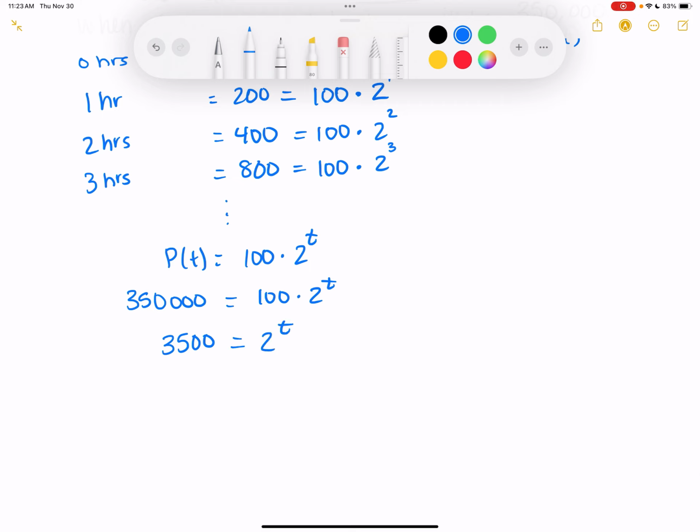Now, I rewrite it, and you'll see why, because of the method that I use to solve it. We have 2 to the t is equal to 3,500. So I have an exponential, but I need to be able to solve it. I have no idea of 2 to what power gives me 3,500, right? Like, do you know what that is? Because I don't. So I undo an exponential with a logarithm.